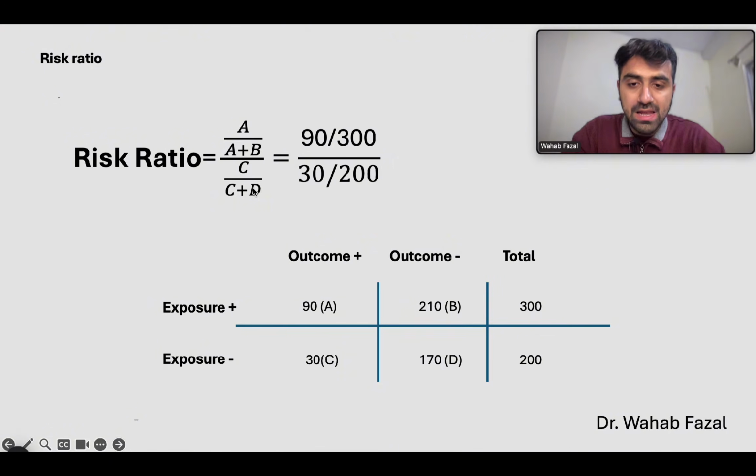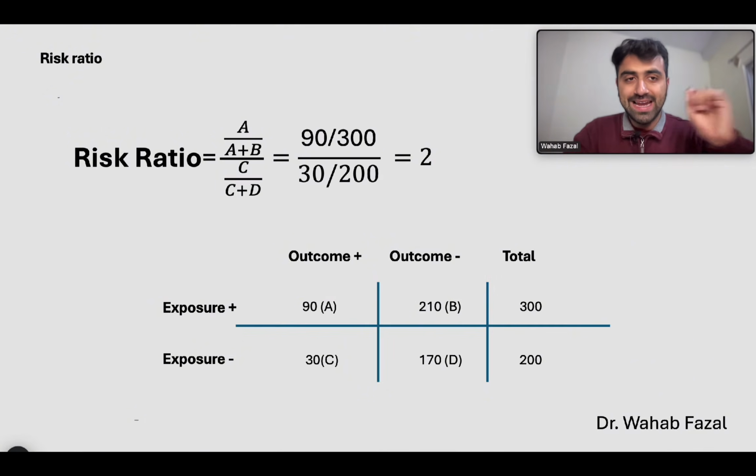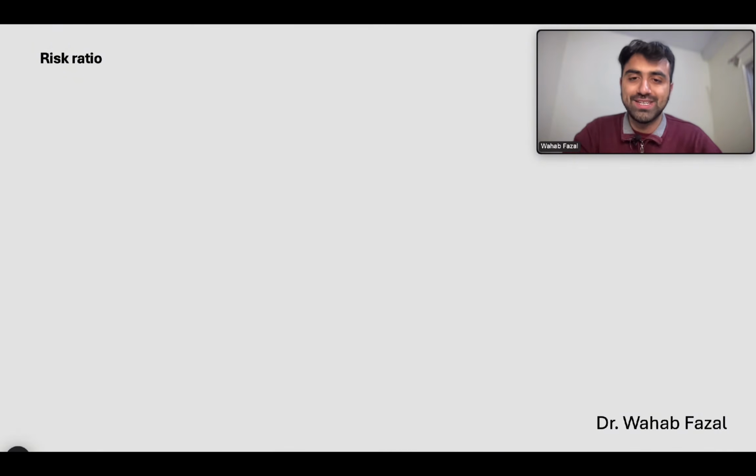If we put all the values here, this comes up to be 90 over 300, which is A over A plus B, divided by 30 over 200, which is C over C plus D. And this value comes up to be 2. Remember, cohort, second last word is an R, so you remember risk ratio. Case control, second last word is an O, so you remember odds ratio.